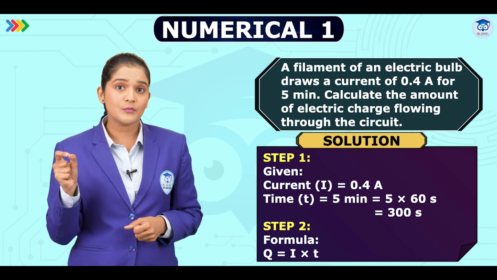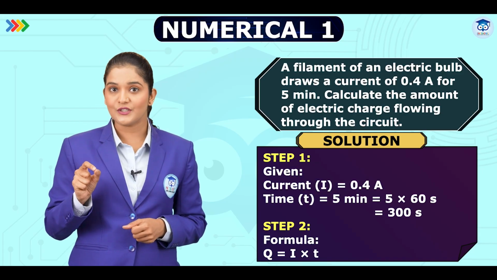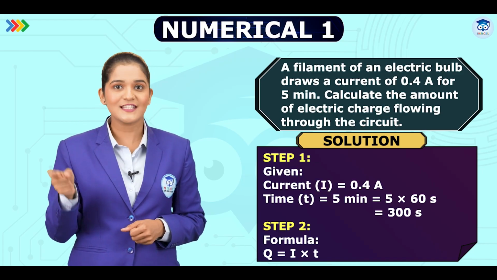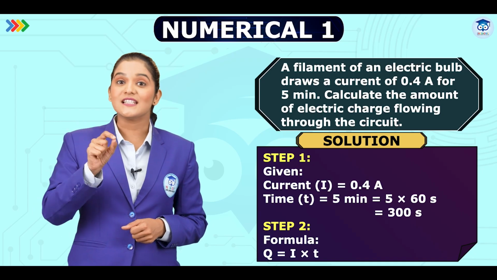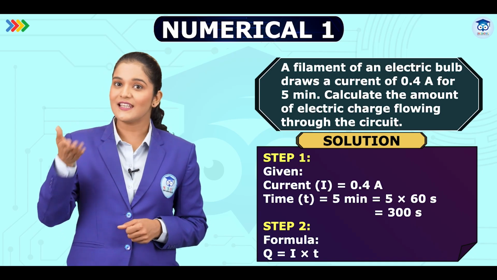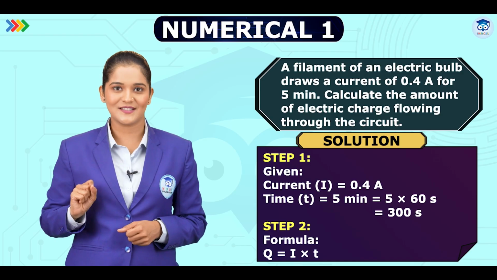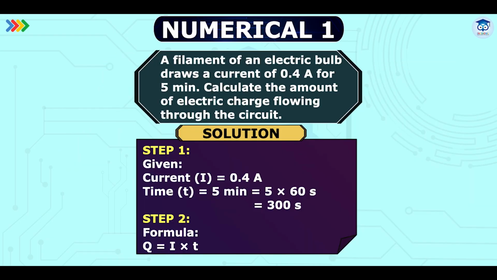Since time must be in seconds for our calculation, we convert 5 minutes into seconds. That is 5 into 60, giving us 300 seconds. Now, in step 2, we recall the formula for electric charge. According to the definition, electric charge Q is equal to the product of current and time. This gives us the equation Q is equal to I into t.